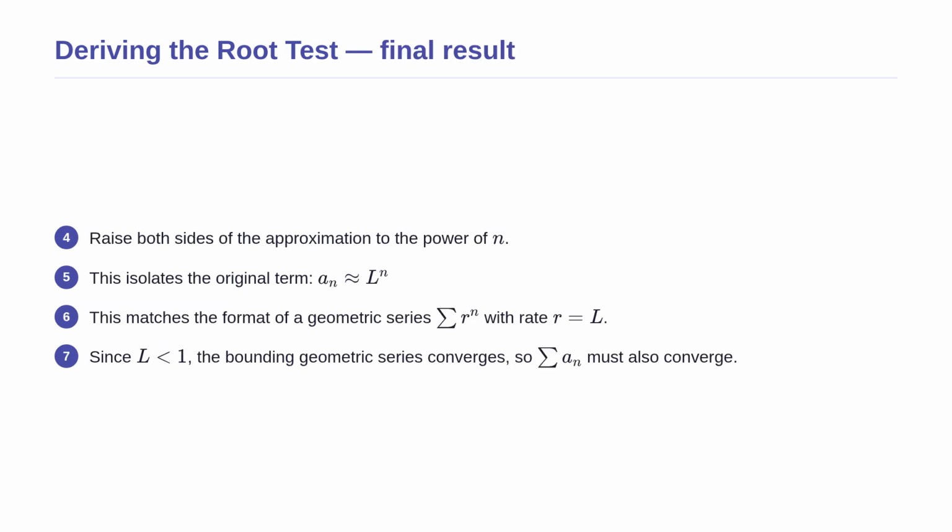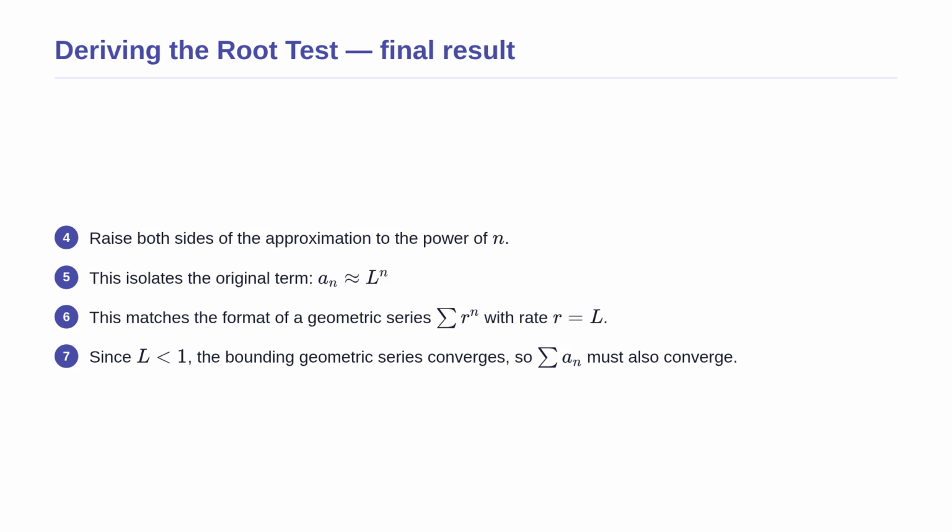Continuing our derivation, we want to isolate the original term to see how it behaves. We raise both sides of our approximation to the power of n. This reveals something beautiful. For very large values of n, our complicated term is essentially just the number L raised to the power of n. This is exactly the format of a geometric series.